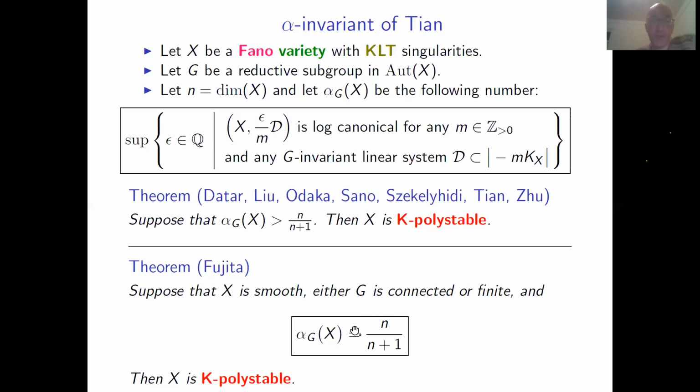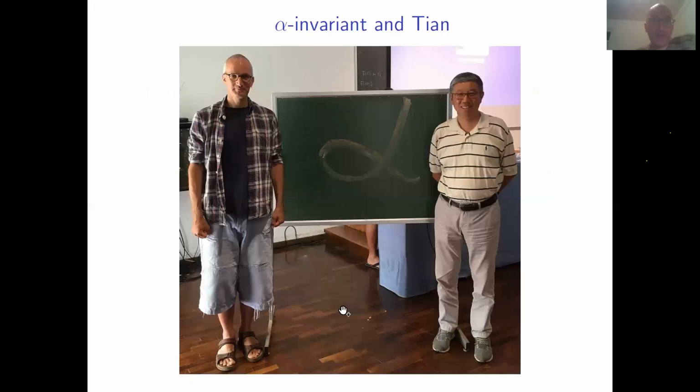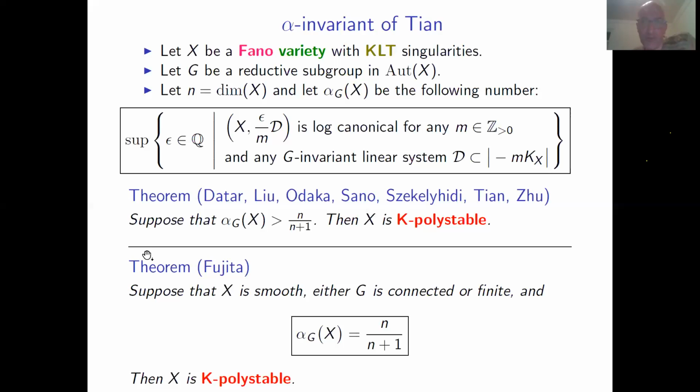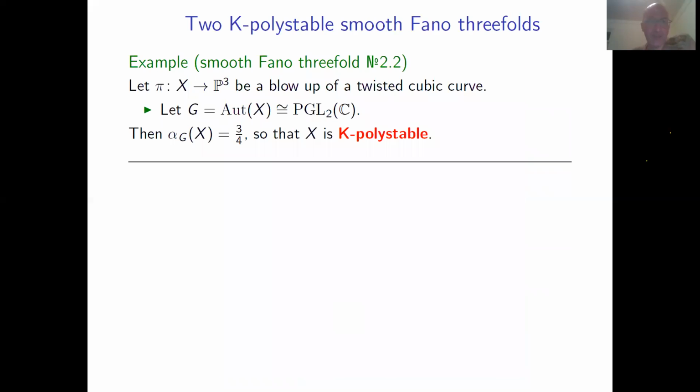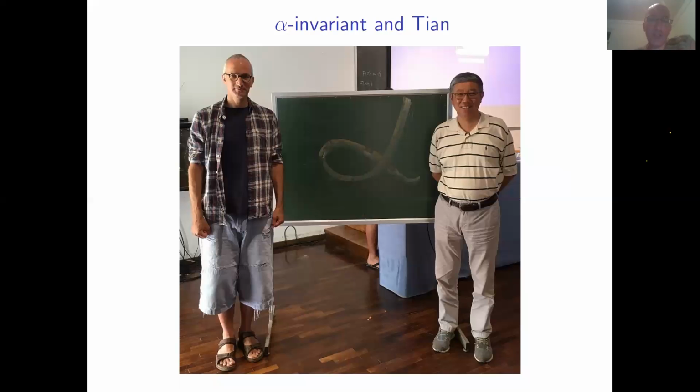Let me show you some examples where the previous theorem is not applicable, but this one is applicable somehow. Okay, but this is supposed to be a joke. So this was the alpha invariant of Tian. This is the alpha invariant of Tian. So this is Professor Tian. This is me at a conference in Chitrara two years ago. Good. Okay, so, an example of how to apply this theorem of Kenta.